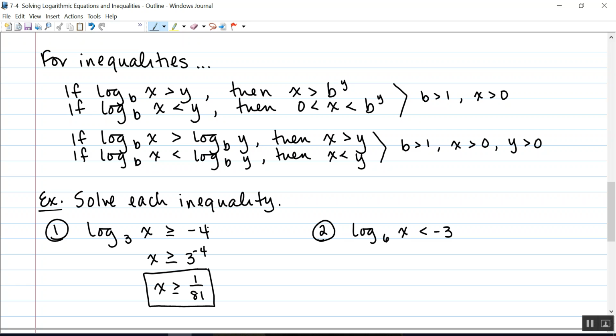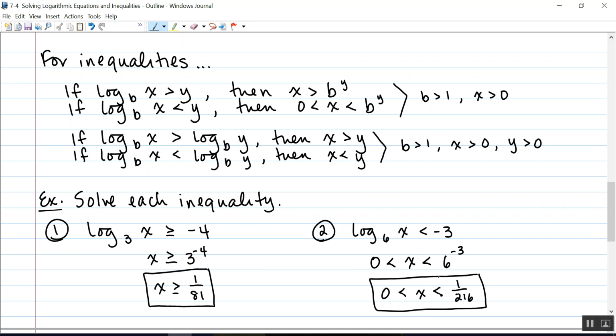I'm going to do the same thing over here, so I have log base 6 of x is less than negative 3, so I'm going to leave the x there and say that's less than 6 to the negative 3 power, but x has to be greater than 0, so I need to throw that in as well. So 0 is less than x, which is less than 6 to the negative third power, which is 1 over 216. So if there's one logarithm, leave the base where it is, and if it's a less than, your x value is going to have to be greater than 0.